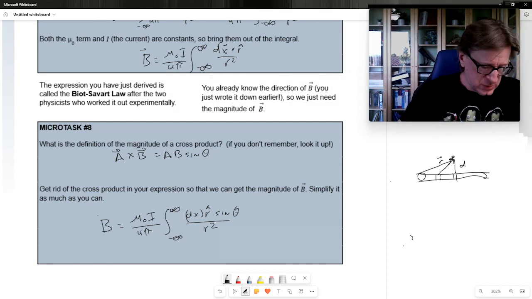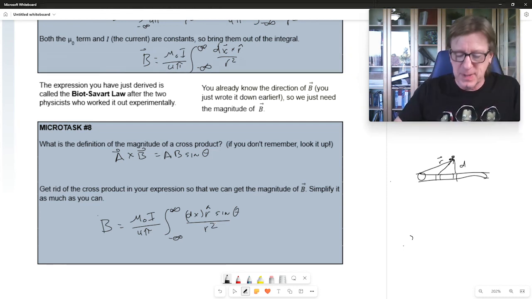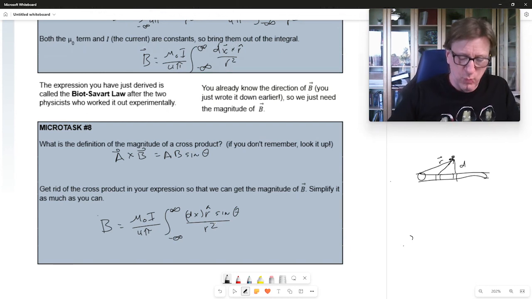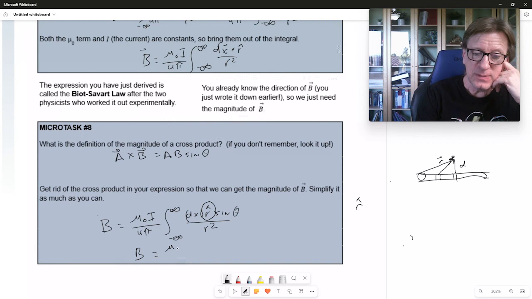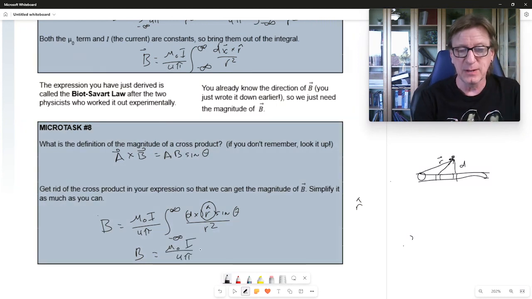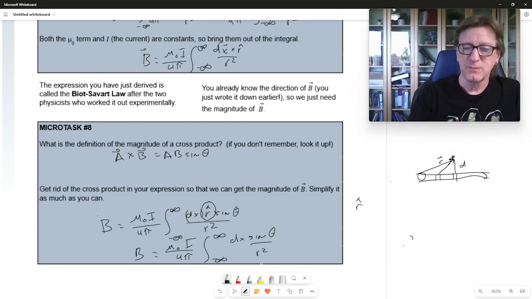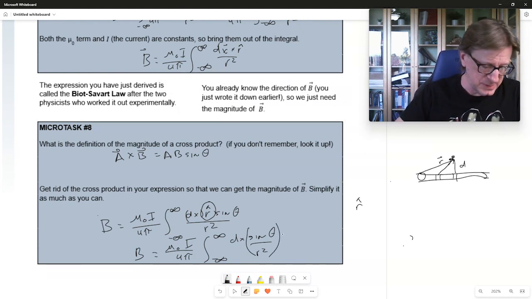Okay, so we've combined all of this, and there is one more small simplification we can make. Remember that I want to use the magnitudes. Well, what is the magnitude of r hat? It's just 1. So this simplifies a little more, giving mu 0 I over 4 pi times the integral of dx sine theta over r squared. And for those who object to not having the dx at the end, you can move it over there; it's the same thing.